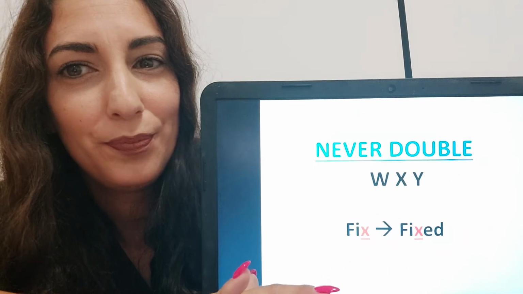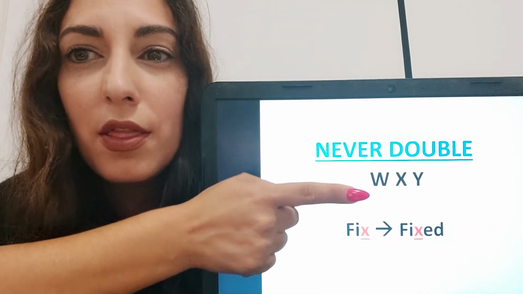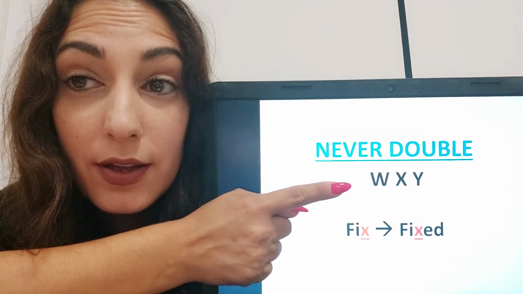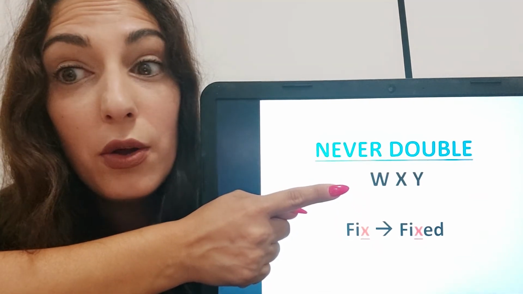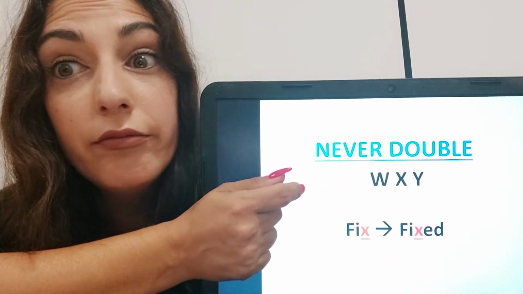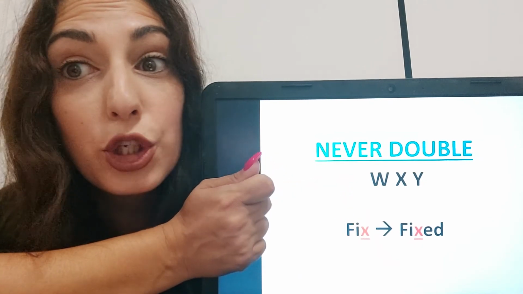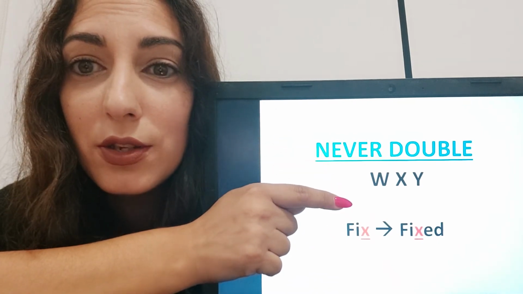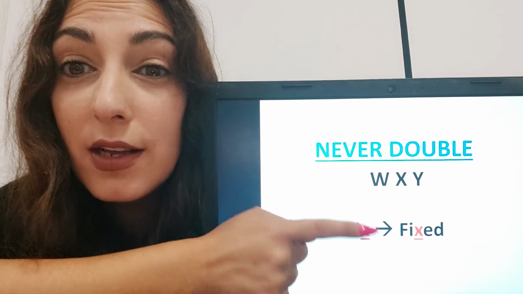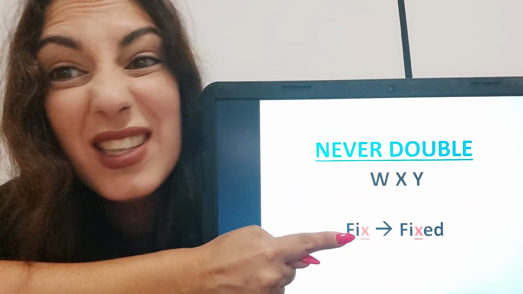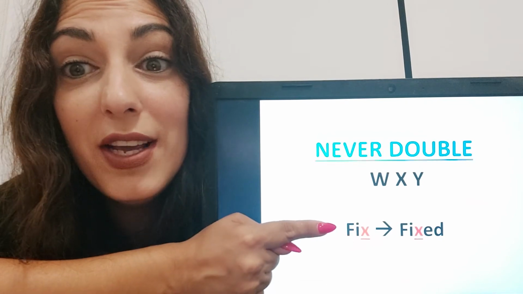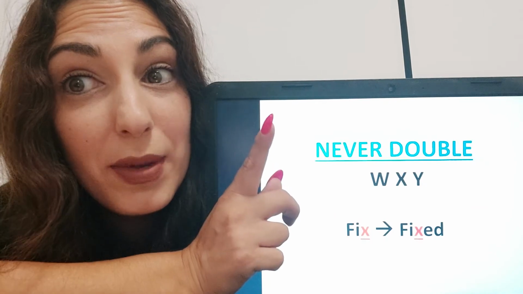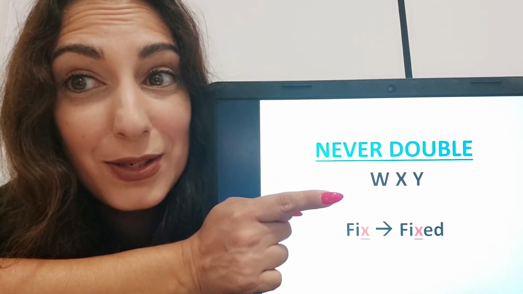But we are not allowed to double these three letters if they're at the end of the verb: W, X, Y. We're just not allowed to do it, even if it follows rule number three and rule number four. Not possible. So look at the word fix. It's one syllable. It finishes with a consonant, vowel, and consonant. But because I have the letter X, I can't double it. I just have to add ED. So fix becomes fixed. So remember this, you will never be allowed to double these three letters.